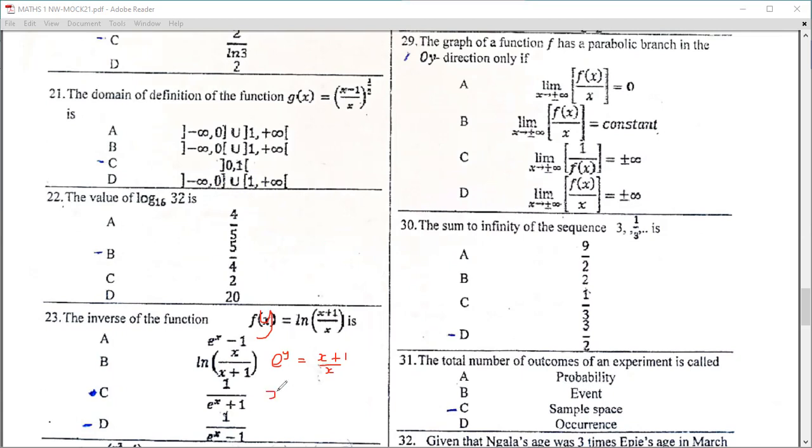So now we have x e to the power y minus x equal to 1. From here, we make x the subject of the formula. Our x now will be equal to 1 over e to the power y minus 1. So our inverse function should be equal to this: 1 over e to the power y minus 1, which we now replace, changing y to x. That is why the inverse of this function is d. So c is not correct. You have to be very careful with that. It is d.